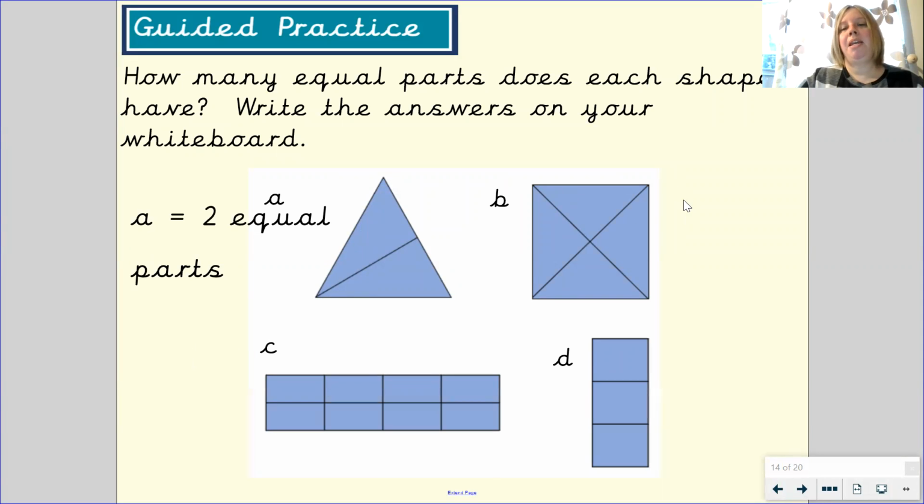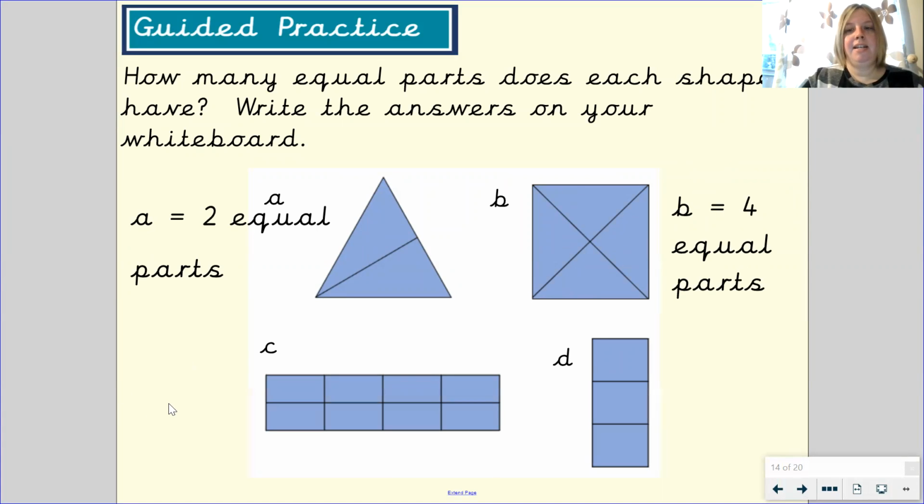Let's have a look at B. How many equal parts does B have? Let's count them. 1, 2, 3, 4. So B equals 4 equal parts.